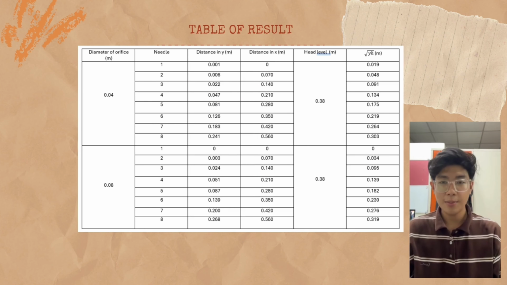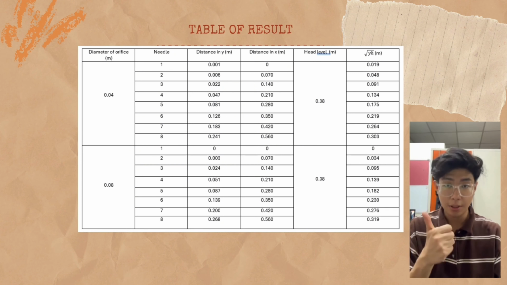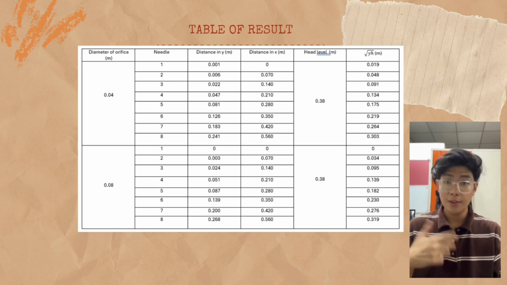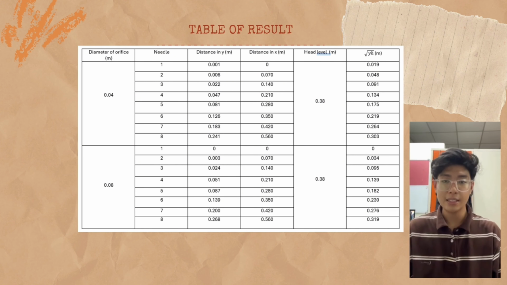The data that we can obtain from the experiment is the diameter of the orifice, distance y, distance x, and the head level. Our team has used a diameter of 0.04 meter for the first variable and 0.08 meter for the second variable. For the head level, we use a constant value of 0.38 meter for both orifice diameters. The last column in the table, we obtain all the values by using the formula square root of distance y times head level. All the values in the table will be converted into meters.